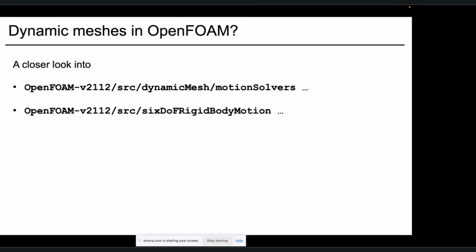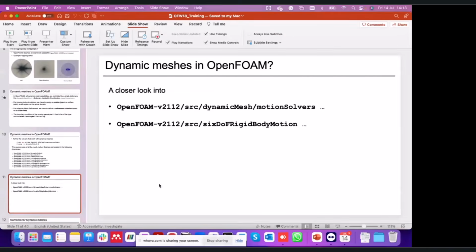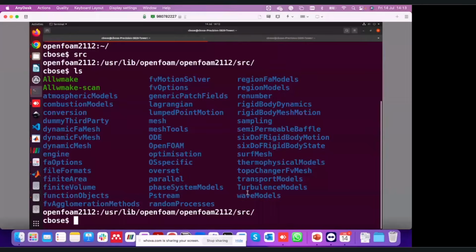What are these motion solvers that I mentioned already, that assign motion type to a patch or a cell region or the full volume, right? What are those motion solvers? And particularly if we want to incorporate fluid structure interaction and two-way coupled motion of the mesh, then the very well-known library, which is the 6 degree of freedom rigid body motion library, where are they located? If you are starting with OpenFOAM, you might be quite confused. So where do we find these motion solvers? Keeping that in mind, for beginner level, I just want to quickly show you.